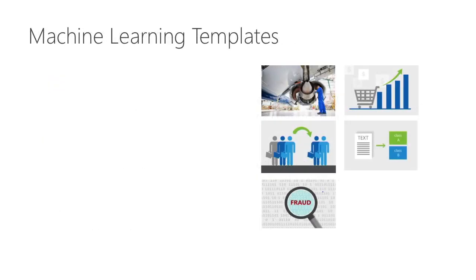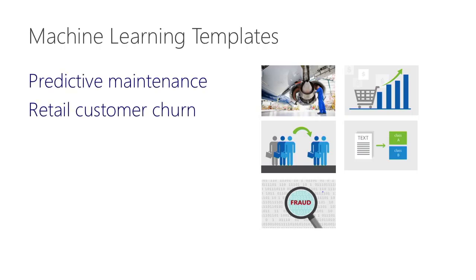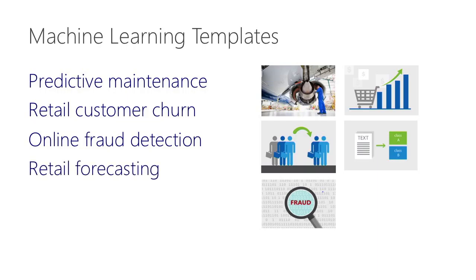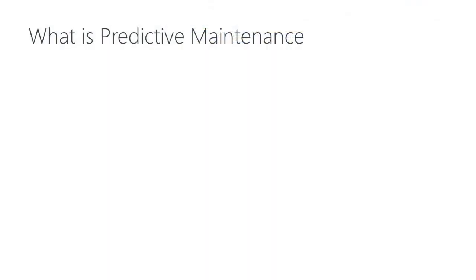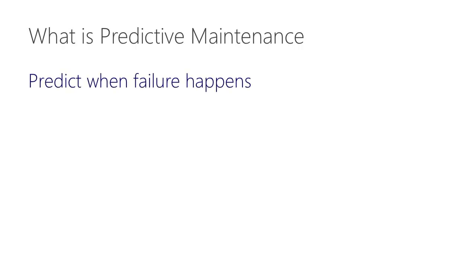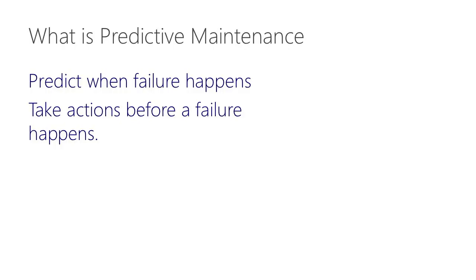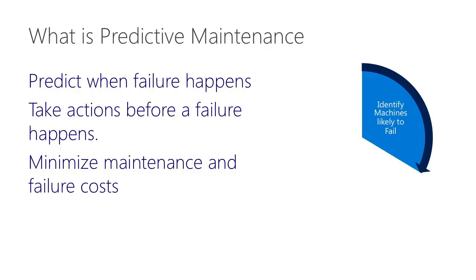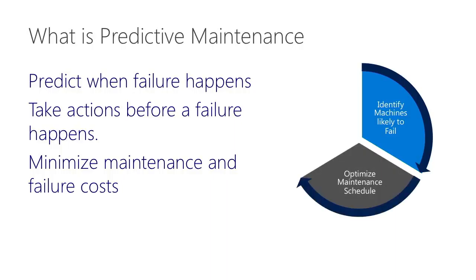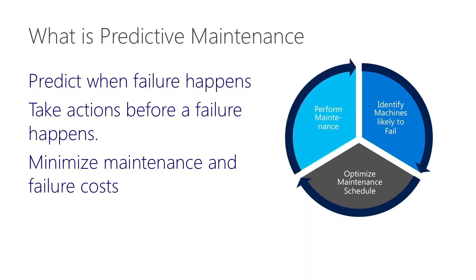We have built a number of machine learning templates, which include predictive maintenance, retail customer churn, online fraud detection, retail forecasting, and text classification. Today, we are going to focus on predictive maintenance. So what is predictive maintenance? Predictive maintenance typically predicts when a failure will happen. It enables users to take action before failure actually happens, and this benefits users by minimizing maintenance and failure costs. So the first step is to predict when the failure happens. Then we need to have a maintenance schedule, and then we actually perform the maintenance.